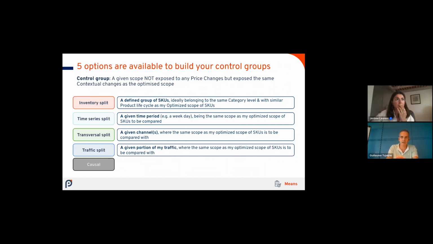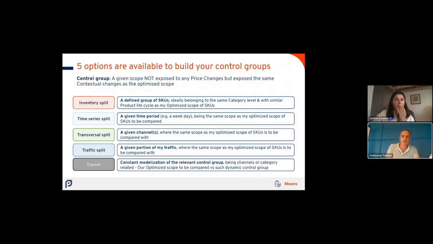to my price change. The last one is the one that we call causal impact, which is commonly used by the data scientist community, which consists in saying that we are constantly going to modelize what is the relevant control group versus the optimized group that we are doing. Okay? What we are going to do is basically that we are constantly modelizing what is the relevant group of category or group of channels, which is relevant versus our test group. So we will see that each of the methods have pros and cons.